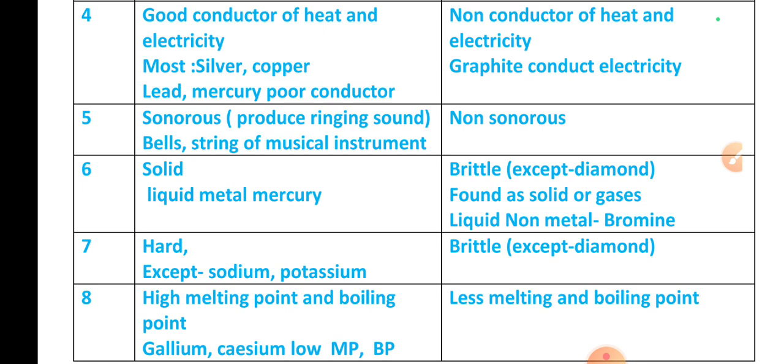Next, metals are sonorous, they produce a ringing sound. How do they produce a ringing sound? By vibration. Metals are used to make bells and strings of musical instruments. That's why metals are sonorous. Non-metals are non-sonorous.